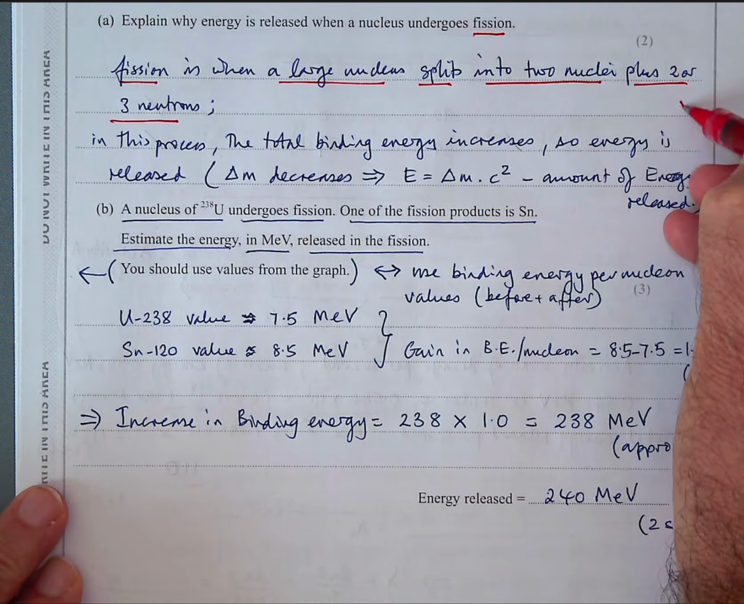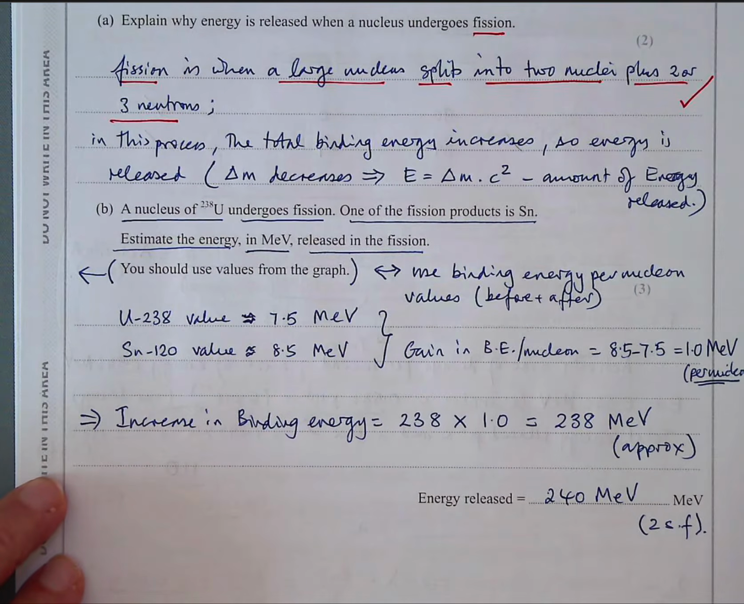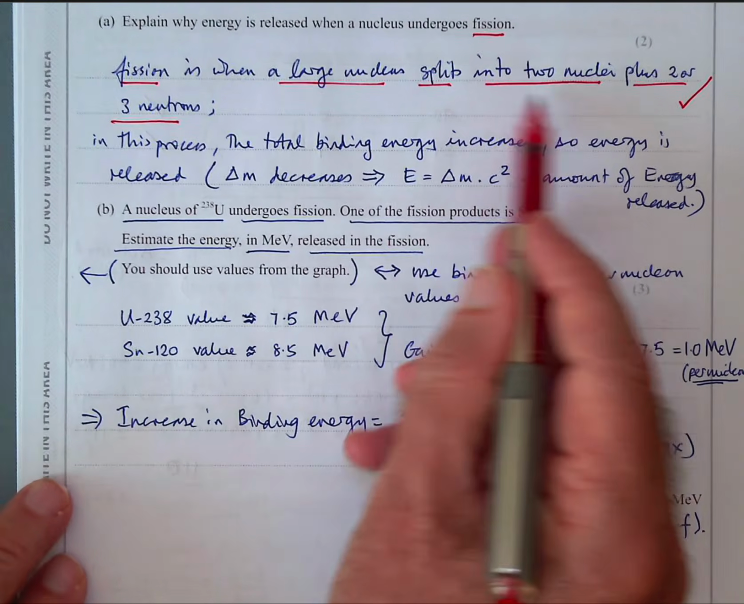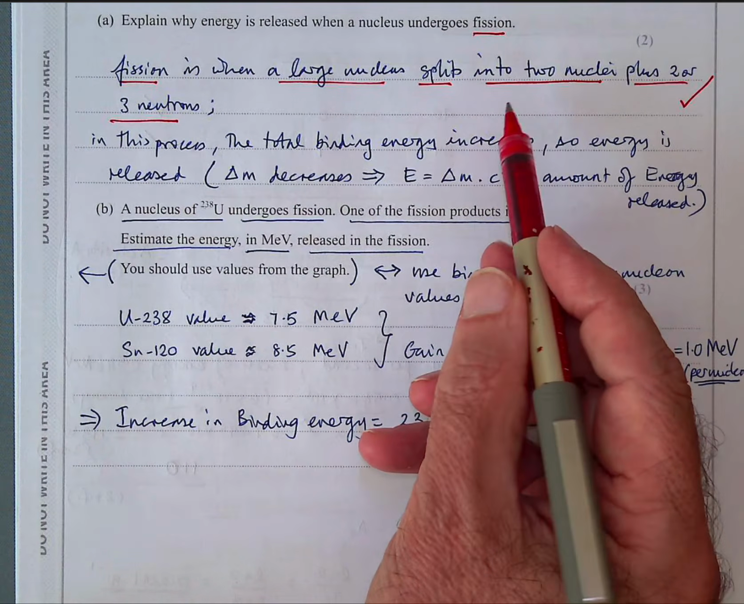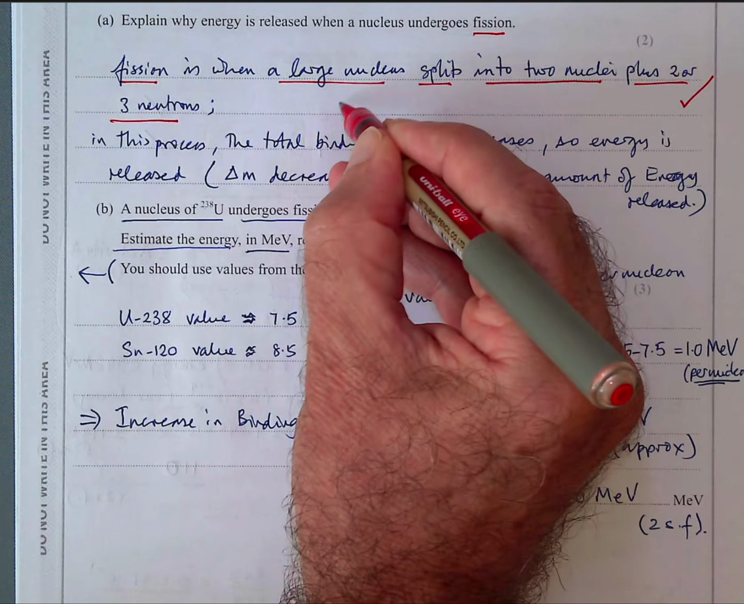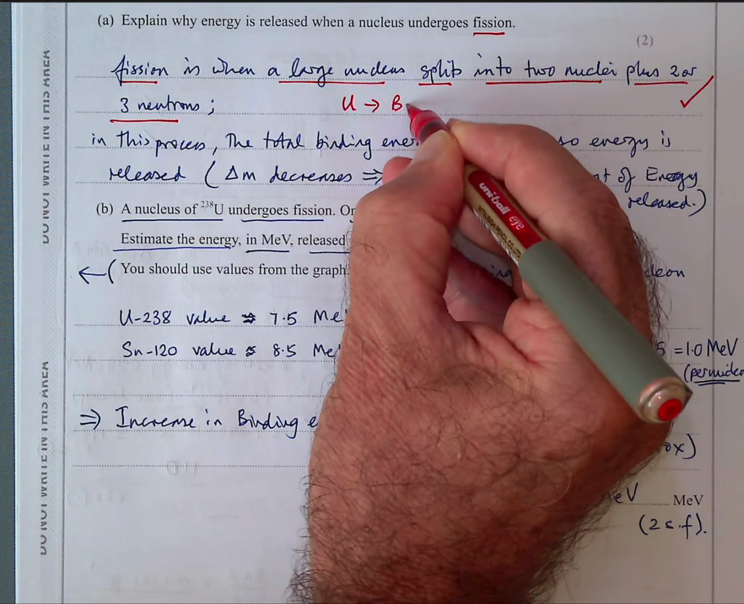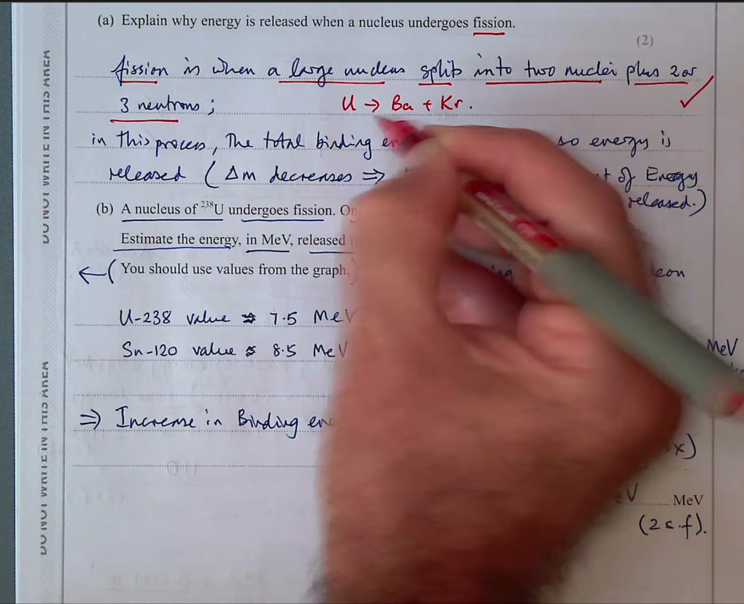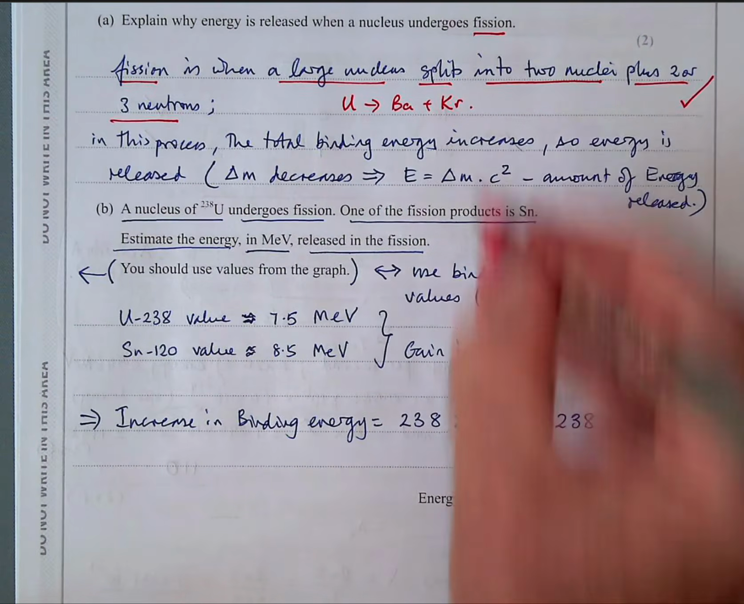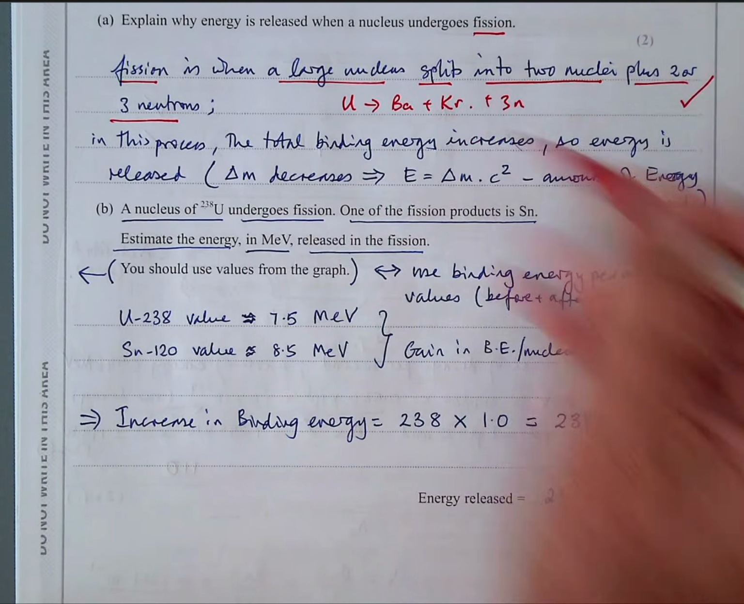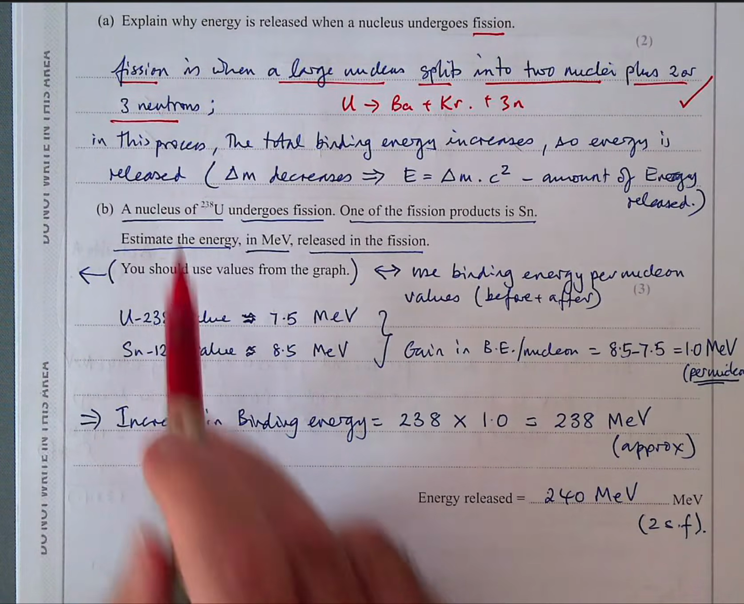So you need to have this level of detail to make sure any nasty examiner doesn't find fault with your answer. So you have to drive the point home. Don't just say it's splitting, you have to say exactly what it is. It's a large nucleus splitting into 2 smaller nuclei. So uranium often, for example, goes into barium and krypton. That's the one I always use. And then there's a few neutrons left over, so it's usually about 3 neutrons coming out. So that's what nuclear fission is.